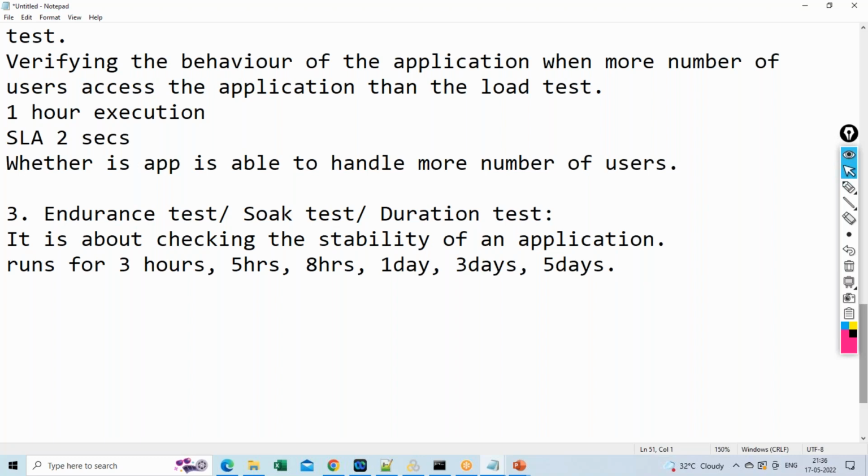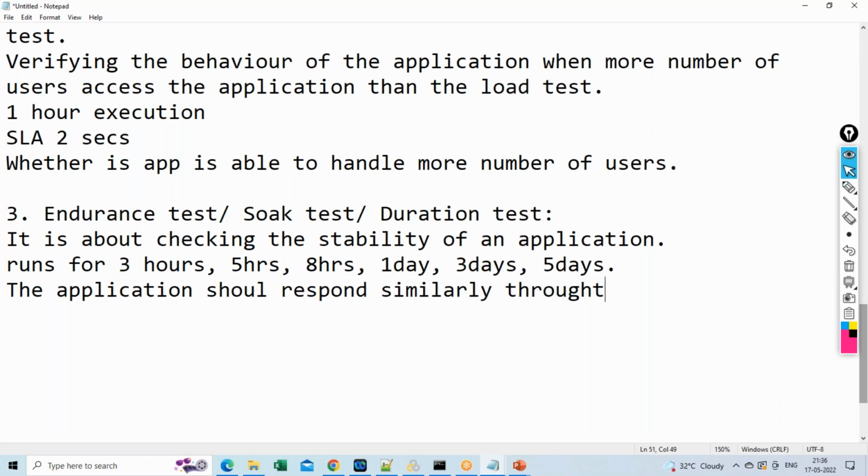If you want, I can make a note of it also. The application should behave or respond similarly throughout the test, so the performance should not degrade. That's what it means. You understood, right? So why are we testing this? To ensure that there is some stability.